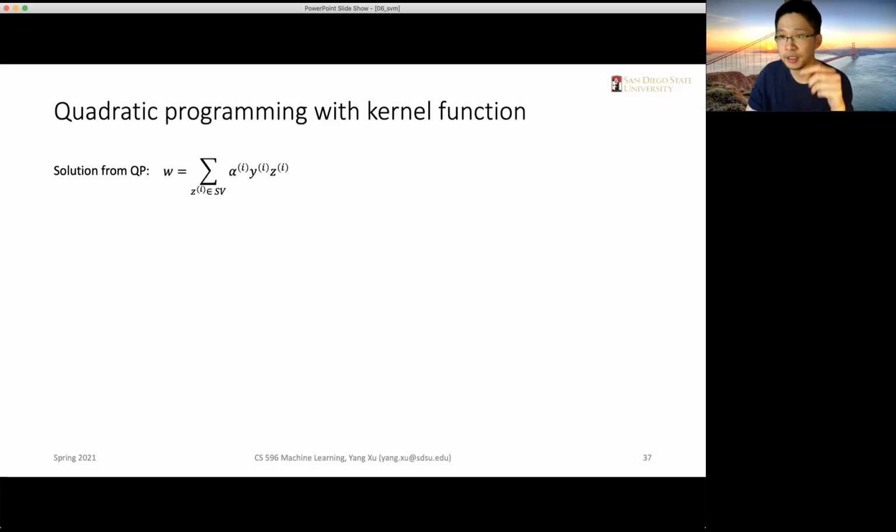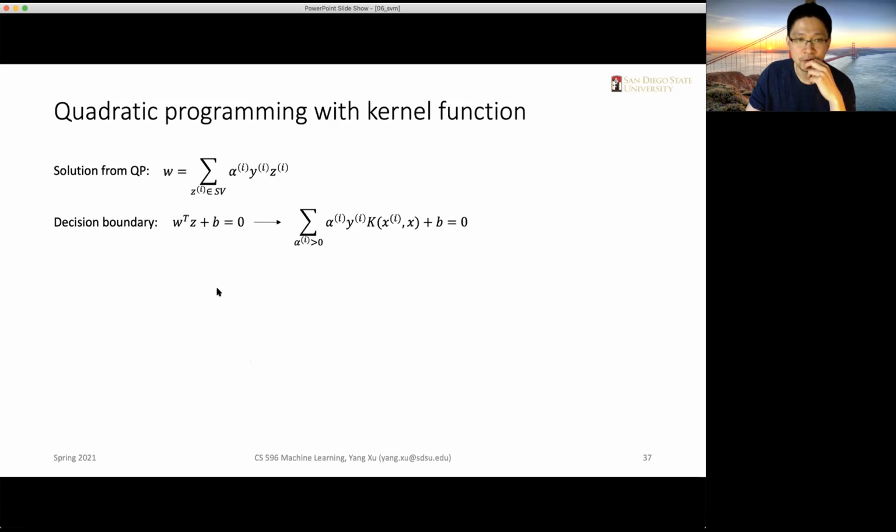But here it is Z, okay? And our decision boundary is also in Z space. Because the W is in this form, if we substitute it into the decision boundary, we will have Z transpose times Z. So actually, it is the inner product that we need to know, okay? So eventually, we don't need to know Z at all. We just need to apply some kernel methods here and use this term to solve the B's.